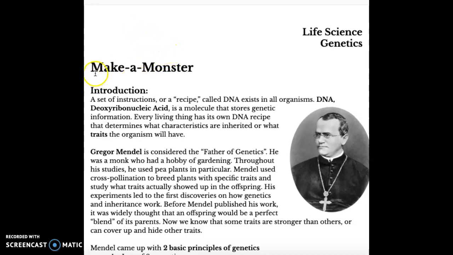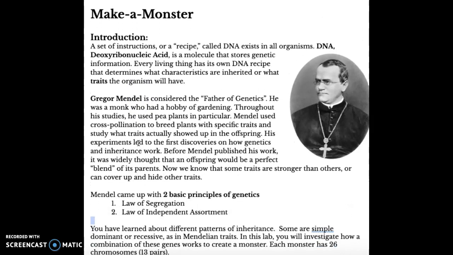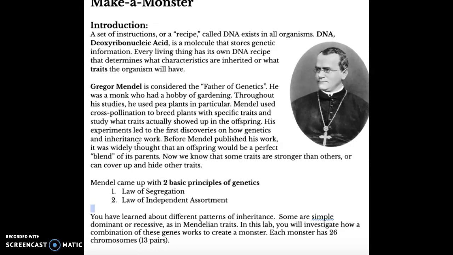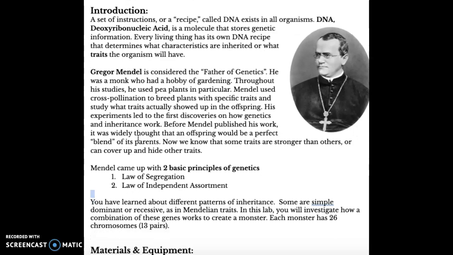To start off with, I gave you a little review on what is DNA. Remember, it is the deoxyribonucleic acid, the abbreviation for DNA. It gave you some information on Mendel, just kind of reviewing our father of genetics and how we talked about his two basic principles of the law of segregation and the law of independent assortment.